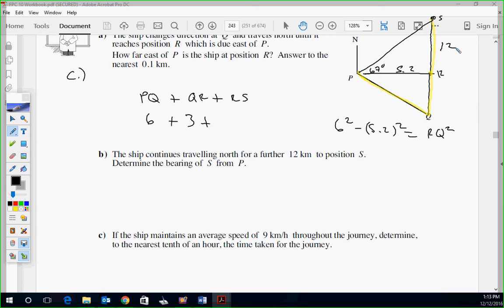So this right here would be our 3 to 12 to 6. So your answer for part C would be 21 kilometers is the distance traveled for the journey. How long would that take then if he's traveling at 9 kilometers an hour? You divide that by 9, 2.3 hours. Okay. All right, that's good. Stop there.